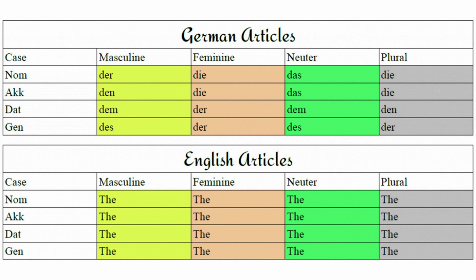Note that about 90% of nouns ending in e are feminine. But exceptions are always there. Das Auge means eye. Das Interesse means interest. Der Käse, K-Ä-S-E, Käse, means cheese.